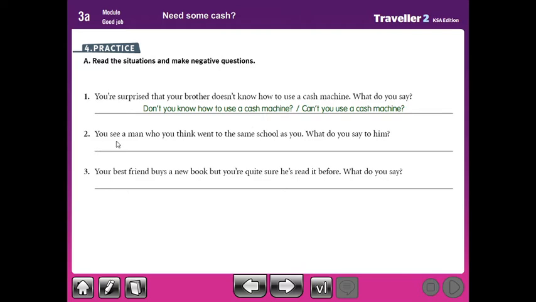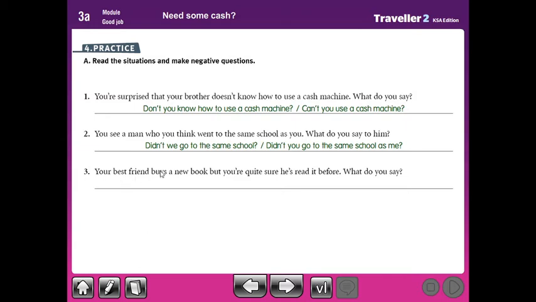Number 2. You see a man who you think went to the same school as you. What do you say to him? Here we have went, the main verb in past. So we use: didn't we go to the same school, or didn't you go to the same school as me?